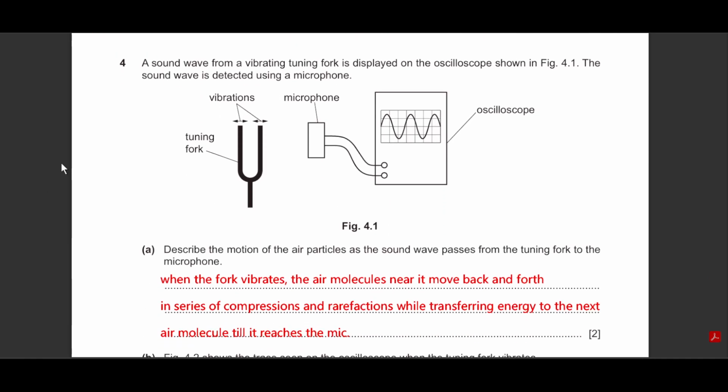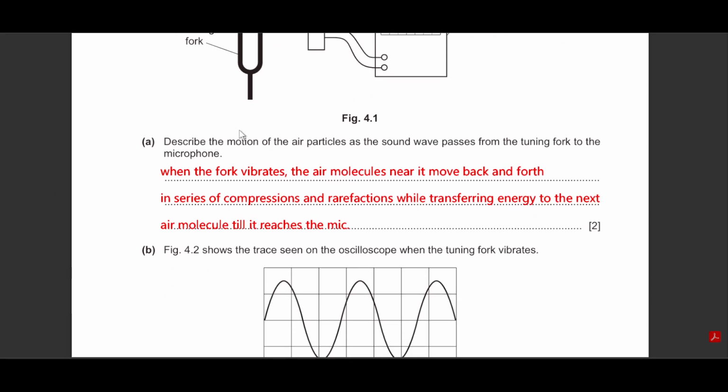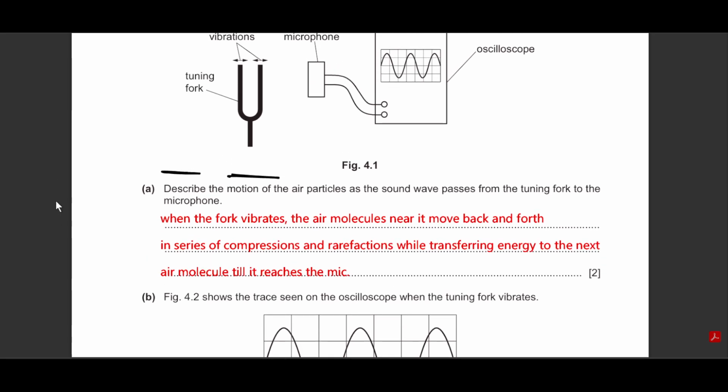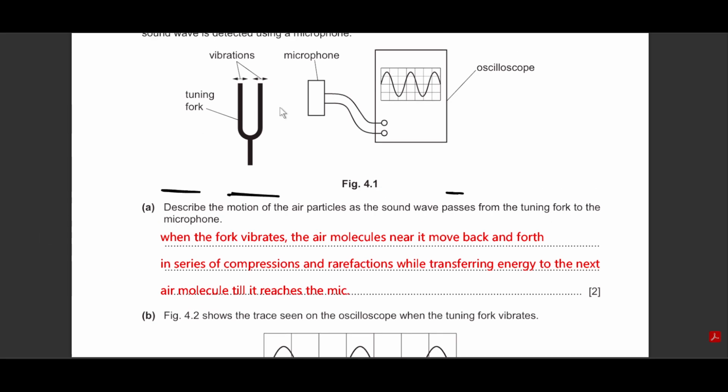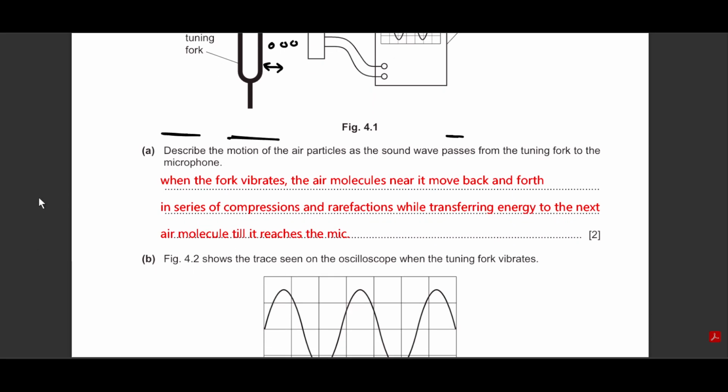Question 4. Sound waves from a vibrating tuning fork are given. This is a microphone. Describe what you would see with your eyes if the air particles are moving through the sound wave from the tuning fork to the microphone. So there are air particles between the tuning fork and the microphone. They are going to move forward and backward in a series of compressions and rarefactions. That's exactly what we're going to write down.